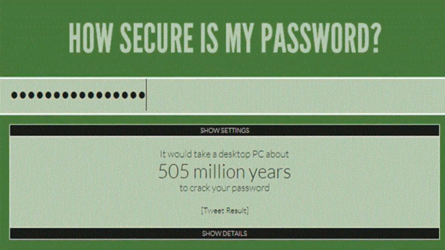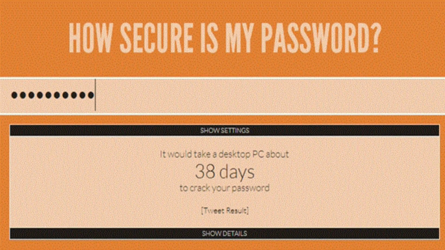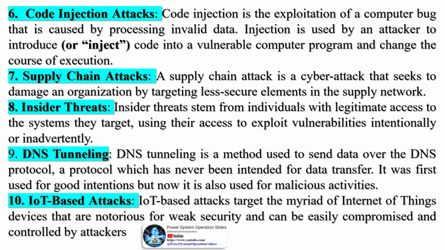Insider threats stem from individuals with legitimate access to the systems they target, using their access to exploit vulnerabilities intentionally or inadvertently. DNS tunneling. DNS tunneling is a method used to send data over the DNS protocol, a protocol which has never been intended for data transfer. It was first used for good intentions, but now it is also used for malicious activities. IoT-based attacks.